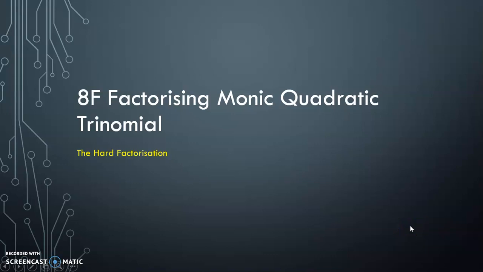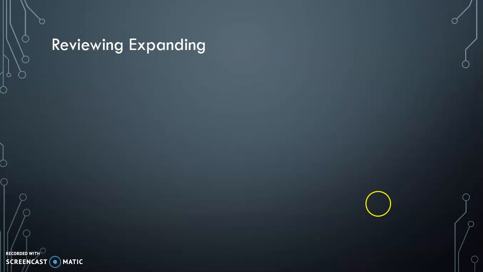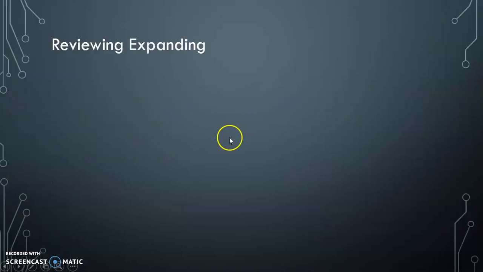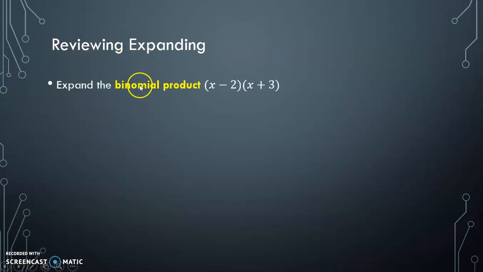Chapter 8F, Factorizing Monic Quadratic Trinomials, the hard type of factorizing. Okay, so to be able to factorize a monic quadratic trinomial, we need to be very familiar with how we expand a binomial product. For example, in this case, let's revise together. So how do we expand it?